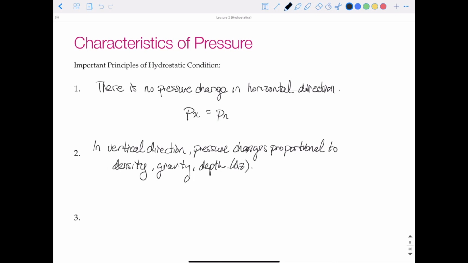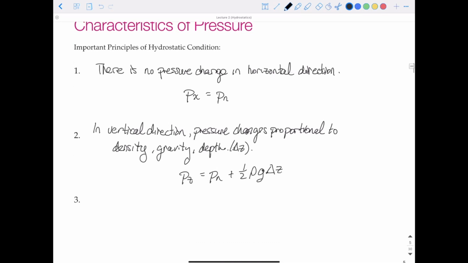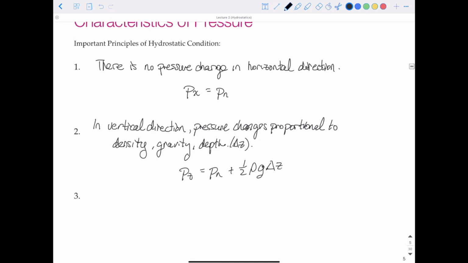And that was from the equation, our pressure in the Z direction is equal to Pn plus 1/2 times density rho times gravity times delta Z. And then lastly, if we said in that arbitrary condition that theta is 0, we can write that pressure is equal in all directions.